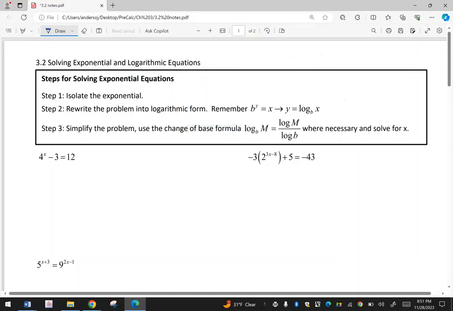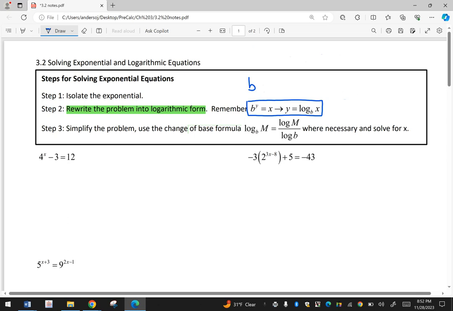In this lesson, we are going to be working on solving exponential and logarithmic equations. In the last lesson of 3.1, we worked on rewriting into a logarithmic form. Basically, we worked on exchanging from an exponential into a log or a log into an exponential.